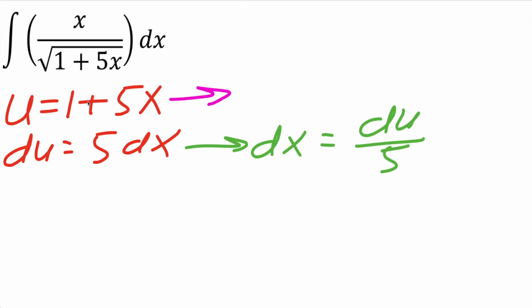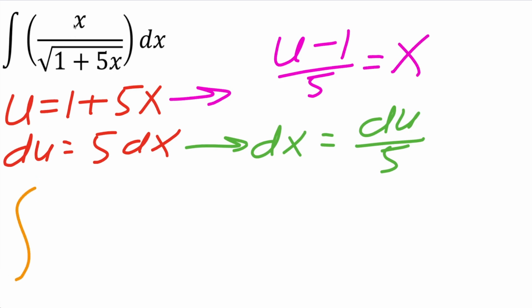And we can do that if you subtract 1 on both sides, you'll get u minus 1. Now you have 5x by itself. So you want to get rid of the 5 in front of the x, so you could divide by 5. And that's going to equal x. Okay, now we can just swap. So we said x is going to be u minus 1 divided by 5, and u is 1 plus 5x. So we can say that x would be u minus 1 divided by 5.